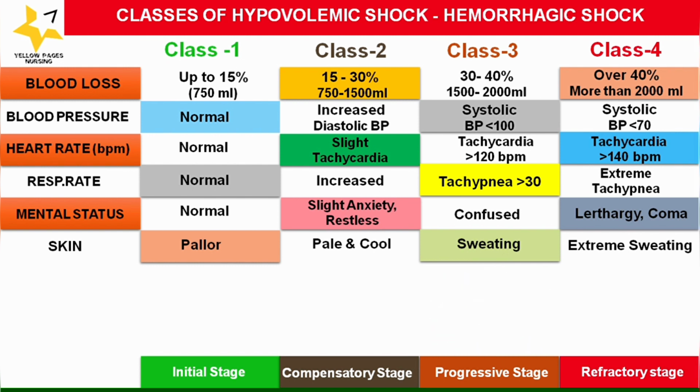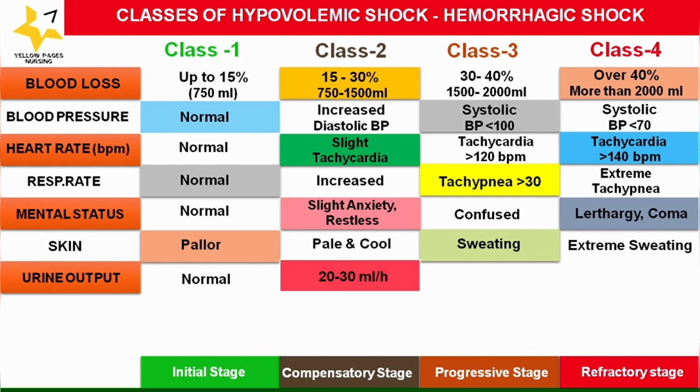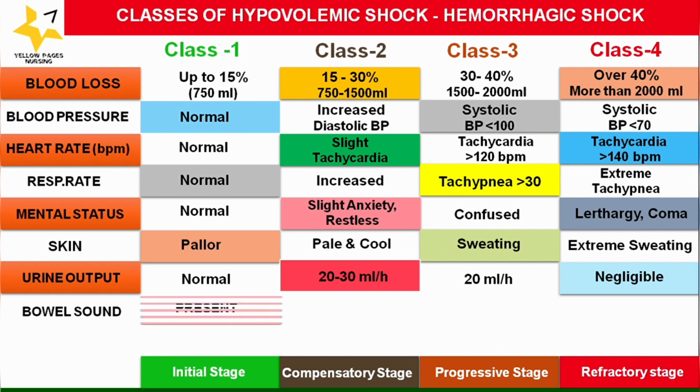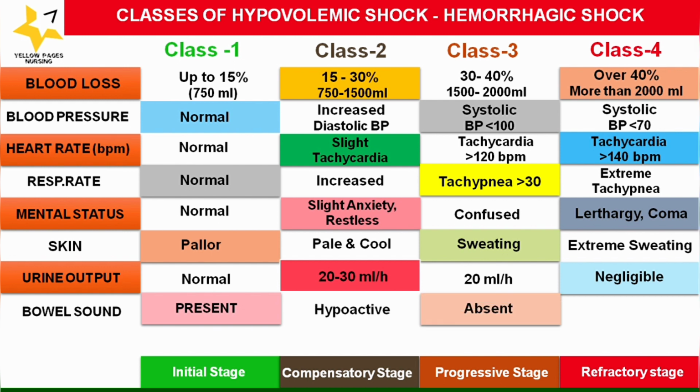Next comes urine output, which is normal in class 1. 20 to 30 ml per hour is seen in class 2. 20 ml per hour is seen in class 3. And in class 4, it may be negligible or anuric. Next comes bowel sound, present in class 1. Hypoactive bowel sound seen in class 2. Absent in class 3 and class 4.